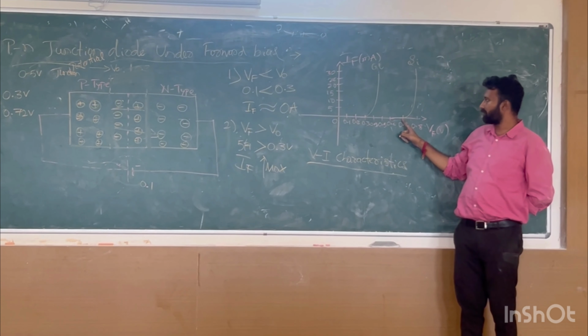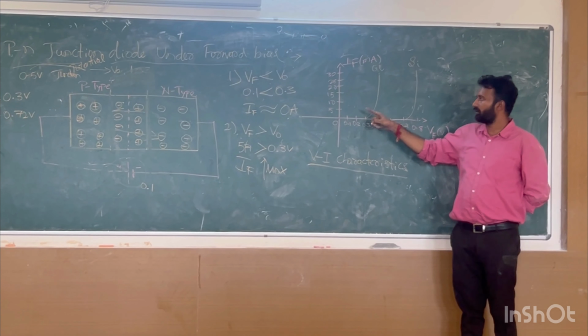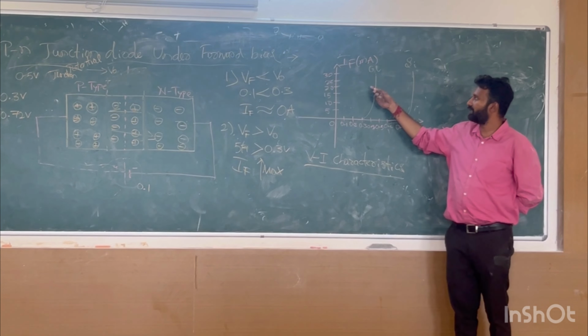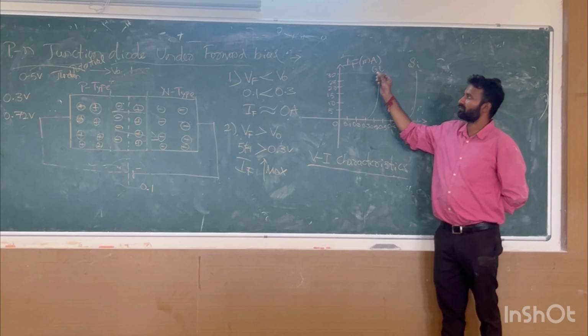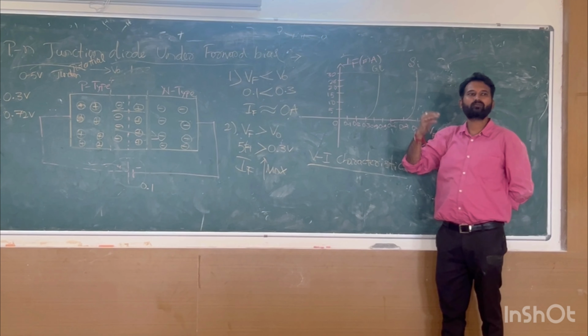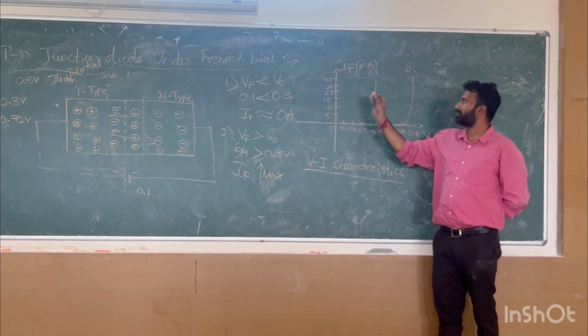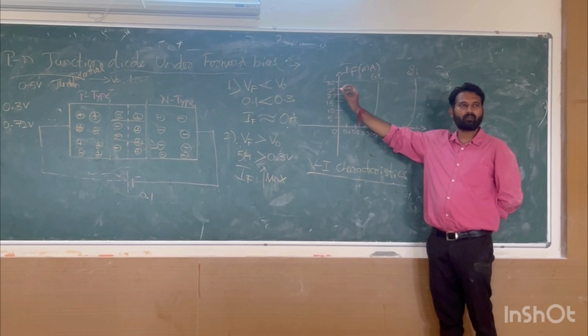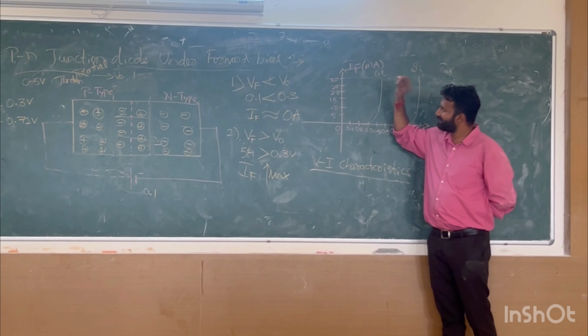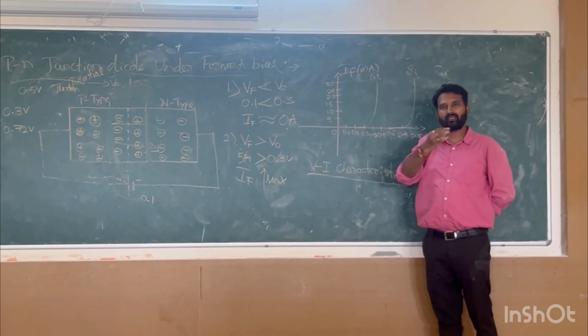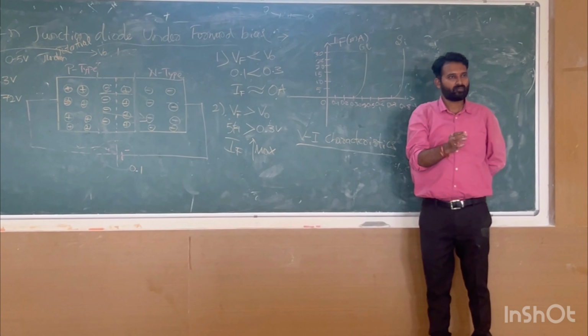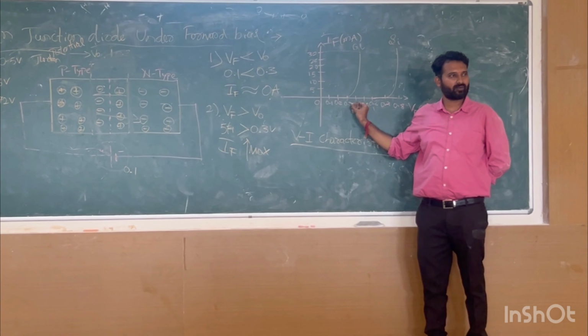Understandable? If your voltage becomes more than this, the current will increase rapidly. Maybe 30 milliamp or maybe 25 milliamp. You need to check practically. I am just telling you generally. The numbers I am telling you are not exactly 30 only. You just check it practically, you will understand. Clear?